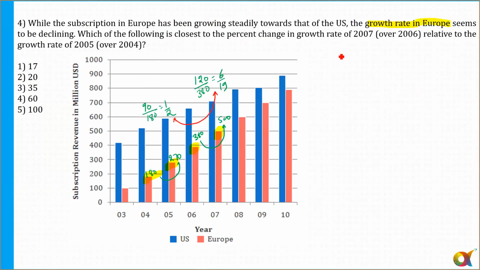So I can simply say (6/19 − 1/2) upon 1/2, or that is basically 6/19 divided by 1/2 minus 1, into 100. Or basically it comes out to be 12/19 minus 1, into 100. So 12/19 minus 1 comes out to be how much? That is 7/19 minus 1, into 100.